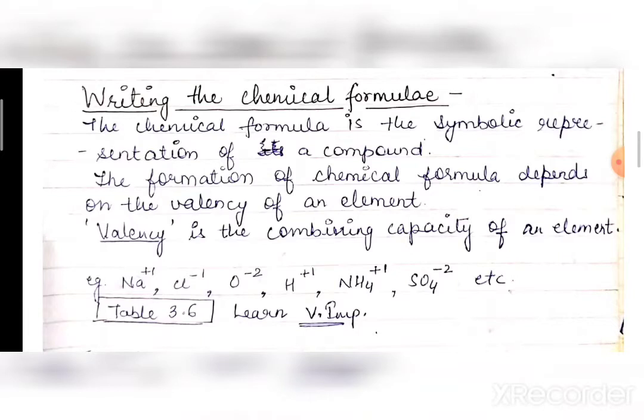So these elements and groups of atoms also have some charge, they are known as ions, and they gain, lose or share electrons to attain stable noble gas configuration. That means the outermost shell should have 8 electrons to become stable. Table number 3.6 of your NCERT book is very important. You have to learn it because the valencies are given there and you have to remember the valencies to make the formula.